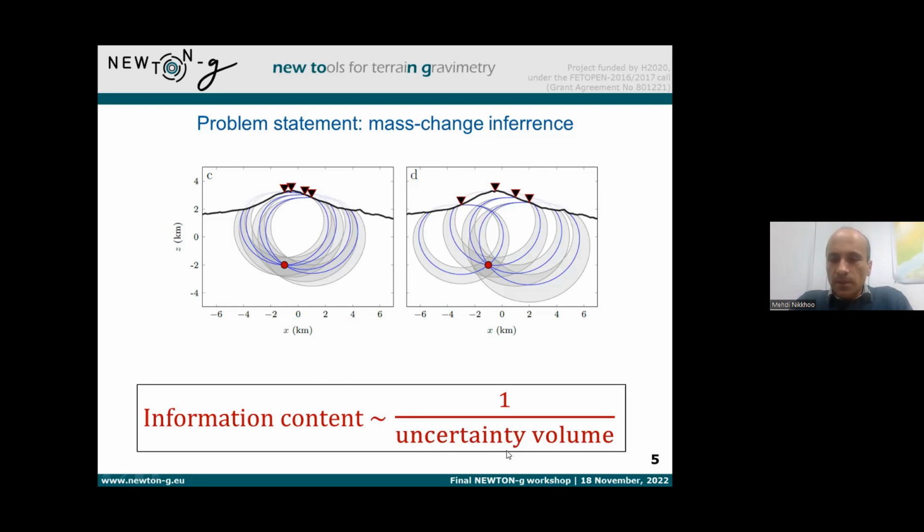By the uncertainty volume, what I mean, in mathematical terms, is the determinant of the covariance matrix associated with the point mass parameters. So what I want to point out here is that the uncertainty volume or the information content corresponding to a point mass and a given network of gravimeters can be calculated.